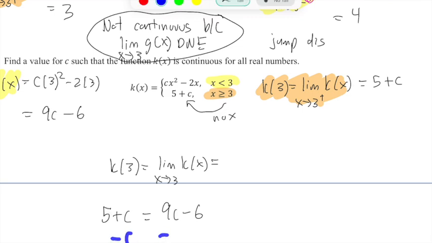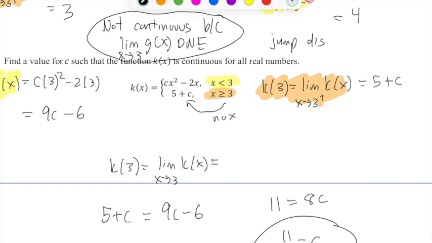And then we just solve for c. If you subtract c from both sides, that equals 8c. And then if you add 6 over here, you get 11. And then if I divide by 8, I'm going to get 11 over 8 is my constant value of c. And so there you go. Good luck, guys.